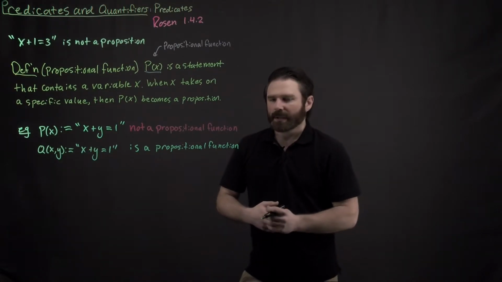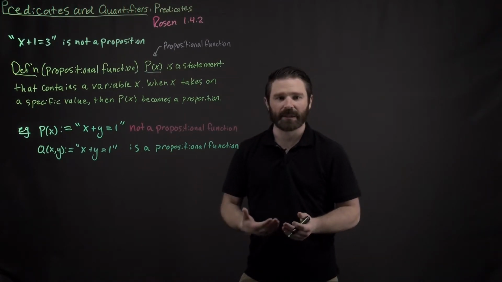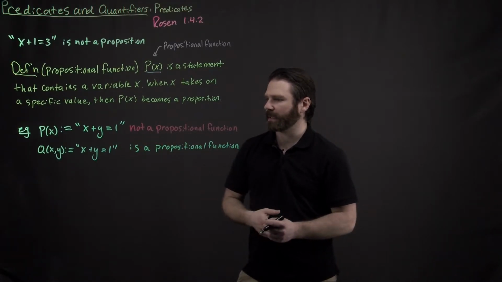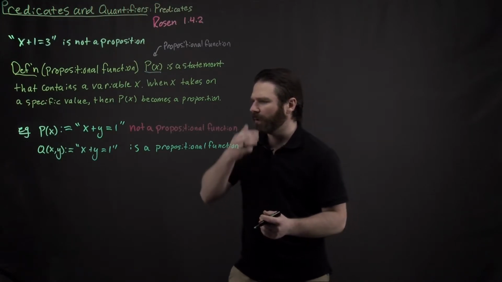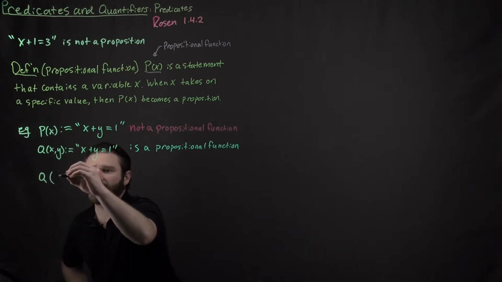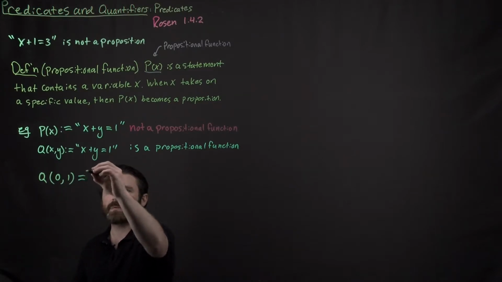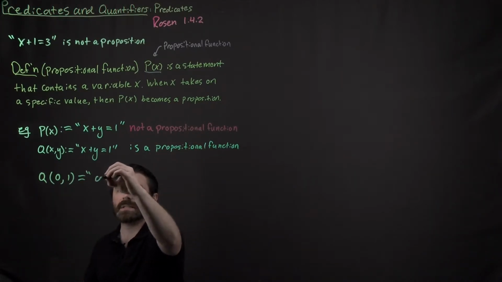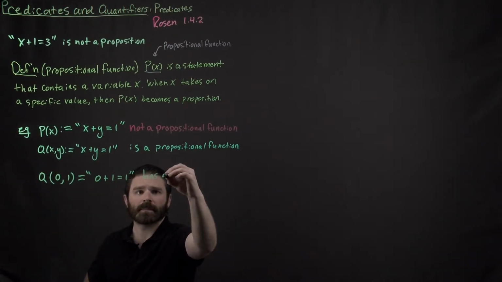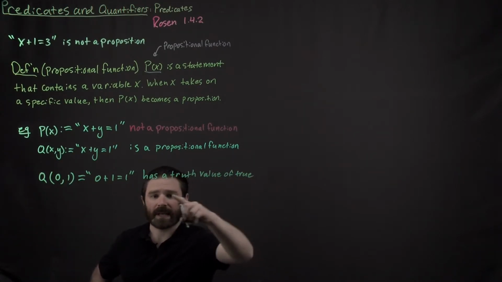Fantastic. So you can go ahead and play around with this and plug in different values of the variables x and y. And you could try to figure out when this thing is true or not. So for example, you could try something like, well, what if we let x be a value of 0 and y be a value of 1? Then, by the definition of this thing, this would be the proposition 0 plus 1 equals 1. And this thing right here has a truth value of true.